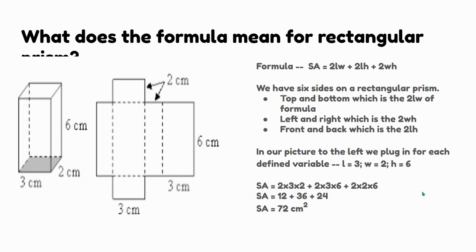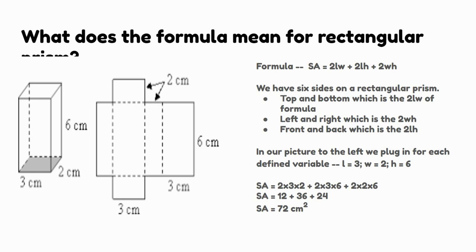What does the formula mean for the rectangular prism? Well, the formula is surface area is equal to 2 times length times width plus 2 times length and height plus 2 times width and height. You've got 6 sides on a rectangular prism. So your top and bottom is that 2 times length times width part of your formula. The left side and right side of a box would be your 2 times width times height part. Now your front and back parts would be your 2 times length times height. So if you think of the box with its 6 sides, every 2 sides equal each other. Top and bottom equal, left and right equal, front and back equal.